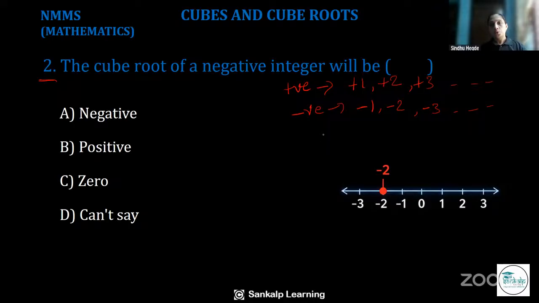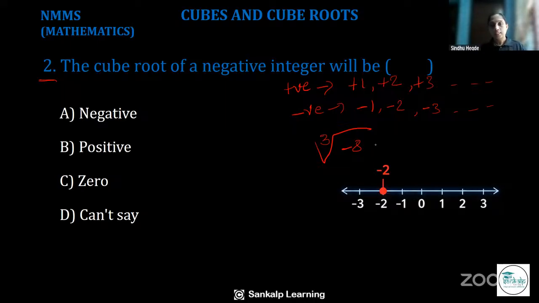Cube root, how can we write this cube root? Like this. This is square root and this one is cube root. So cube root of a negative integer. For example, cube root of minus 8. Minus 8 is a negative integer. Find out the cube root of minus 8. Minus 8 cube root is nothing but the number which, multiplied 3 times, must give minus 8. That is the question.